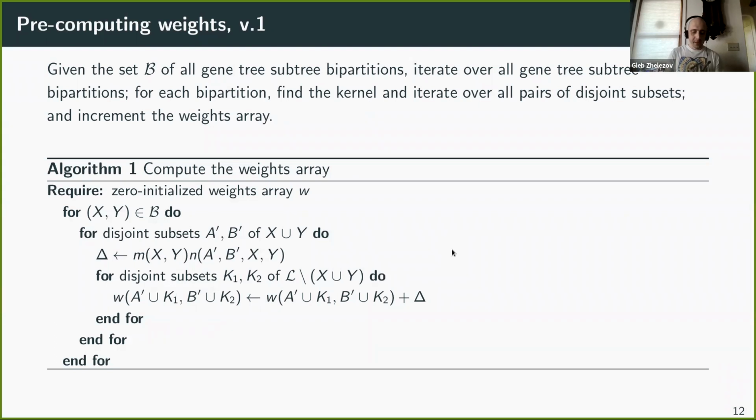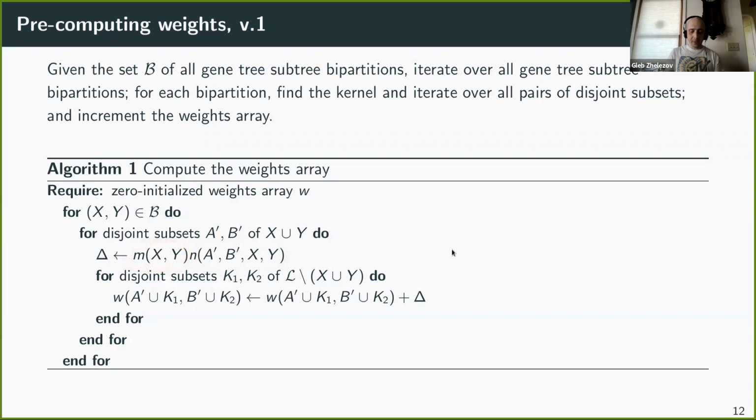So the idea is this: X and Y are the subtree bipartitions that you have in the gene trees. There are not too many of them, just some scalar multiple of the number of gene trees you have inputted. Then for every disjoint subsets A prime and B prime of the union of X and Y, you calculate the number of triplets that are in common with XY, and then you multiply it by the number of times that XY occurs as a subtree bipartition.